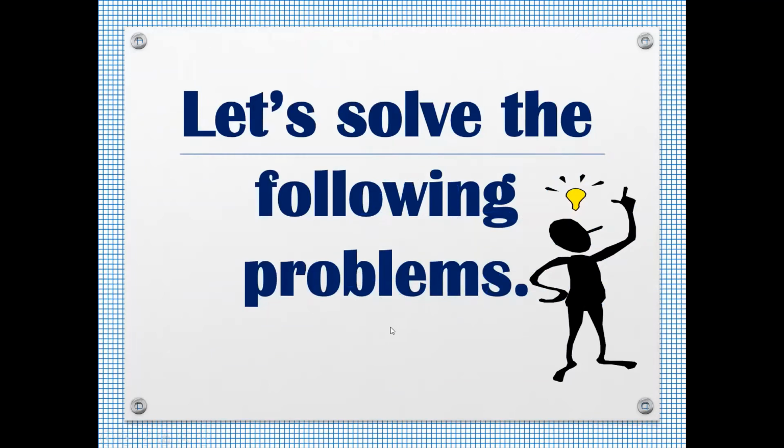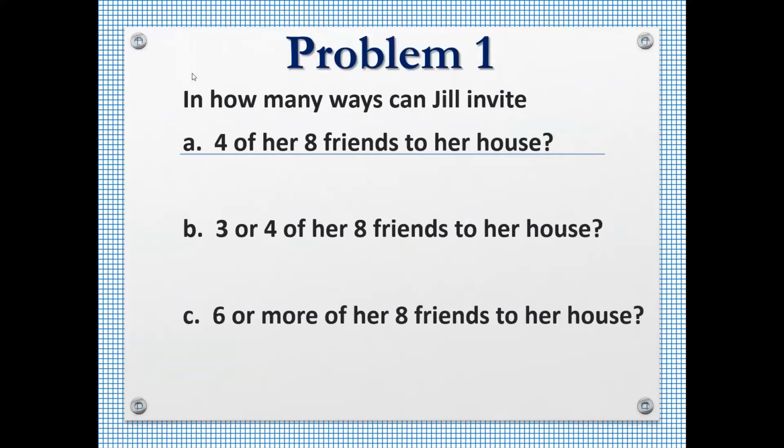There are 3 problems about combination that I prepared. Problem number 1 with 3 different types or 3 situations. A: In how many ways can Jill invite 4 of her 8 friends to her house? Jill has 8 friends but she wanted to invite 4 lang. Yung letter B naman, 3 or 4. Pwedeng tatlo, pwedeng apat of her friends. So, how do you solve that? And letter C, 6 or more of her friends. 6 or more ang gusto niyang invite.